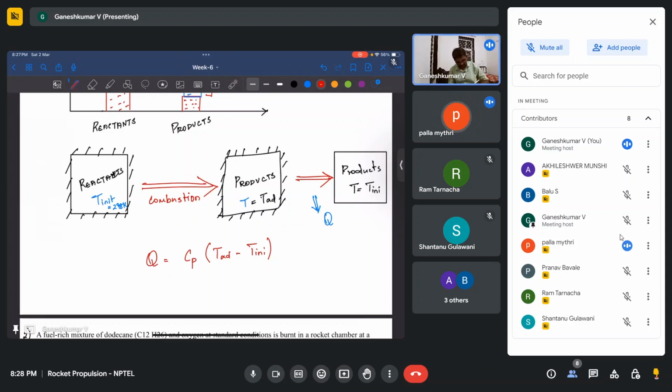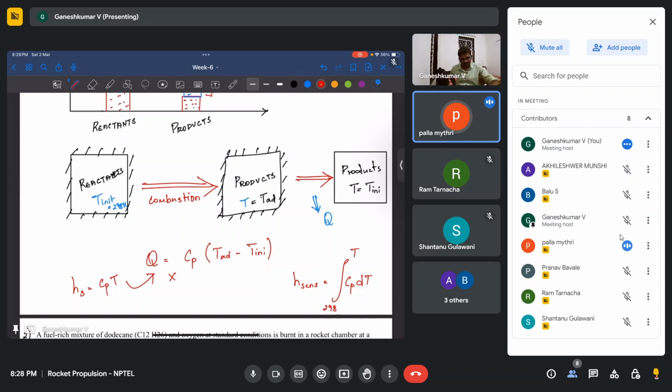So only if you say H sensible is equal to Cp T, then this is valid. But ideally H sensible is not Cp T. So let me tell you what is H sensible. H sensible is nothing but the integral of Cp dT from T initial, or rather from 298 Kelvin, to whatever the temperature. This is the sensible part of the enthalpy, because Cp is also a function of temperature.